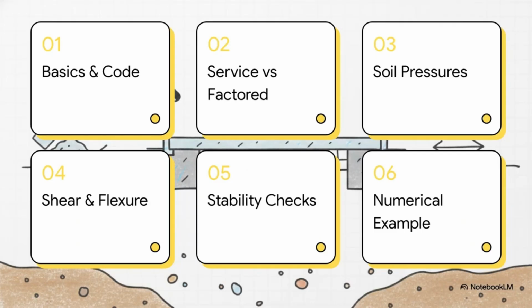Here's our roadmap for today. We'll cover 1. Basics and codal provisions, 2. Service versus factored loads, 3. Defining soil bearing pressures, 4. Shear capacity and flexure, 5. Essential foundation stability, and finally, 6. A detailed numerical footing example. Let's get right into it.